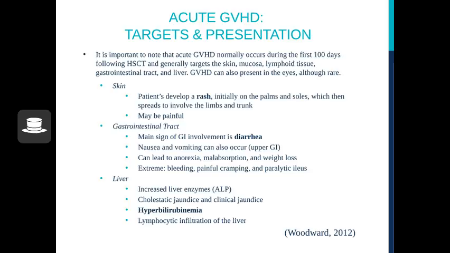As far as the liver, we would see an increase of liver enzymes, including the ALP, cholestatic jaundice and clinical jaundice, hyperbilirubinemia as stated in the case study, and lymphocytic infiltration of the liver.